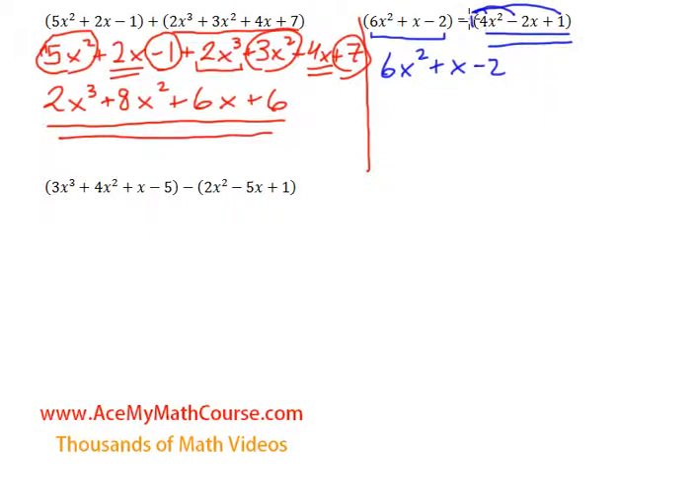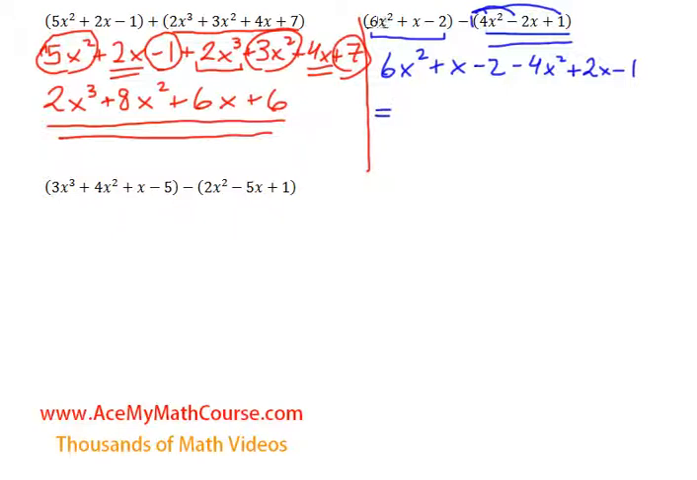So negative 1 times 4x squared is negative 4x squared. Negative 1 times negative 2x is positive 2x. Oh, I said 2x squared, but it's just 2x. Sorry about that. Okay, and then negative 1 times 1 is just negative 1.